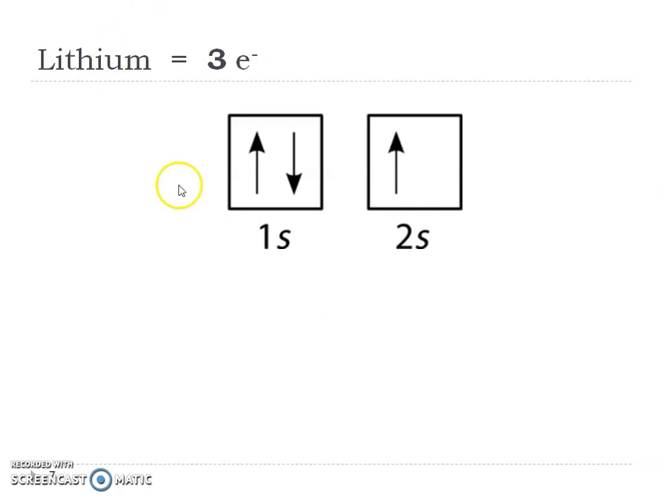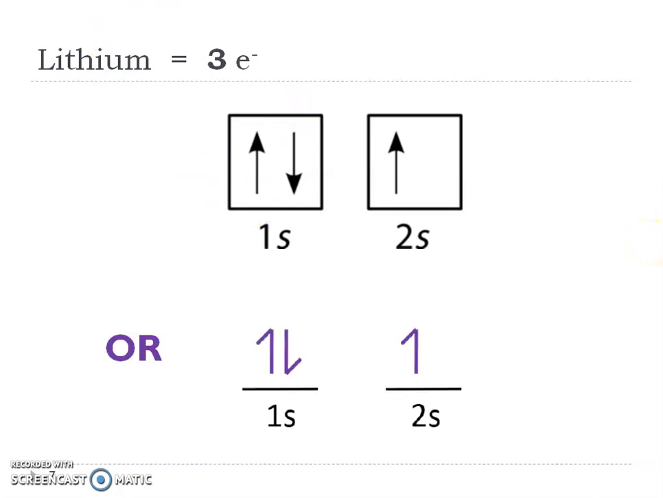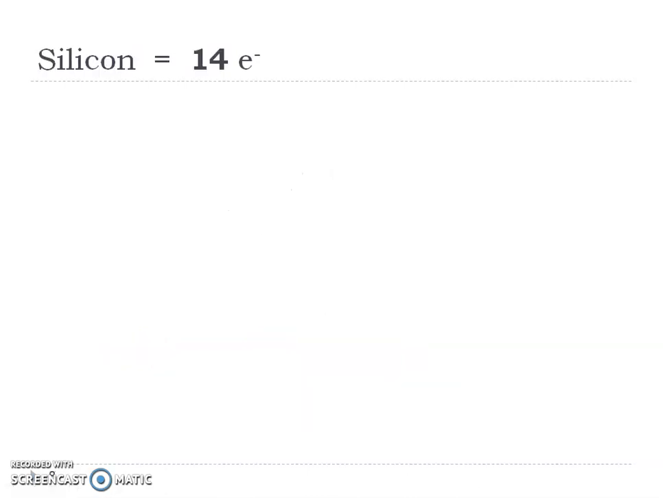Again, notice the arrow up and arrow down. You could also draw it with lines and then just half arrows. It doesn't matter to me, but you do need to draw either the line or the box. I always say boxes, that to me is just easier to visualize. And you also have to label the boxes. You should not just have 2 boxes here. You need one box labeled as the 1s and the other box labeled as the 2s. Otherwise, I do not know what orbital sublevel you're talking about.